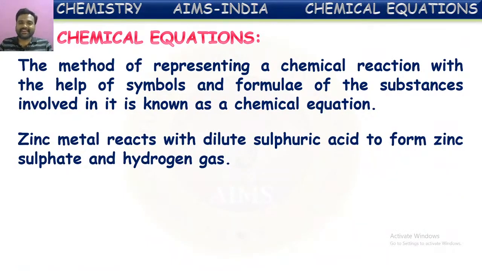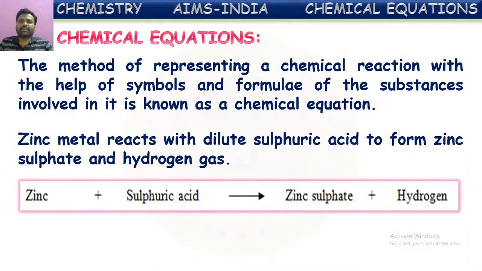Zinc metal reacts with dilute sulfuric acid to form zinc sulfate and hydrogen gas. So let us suppose this reaction. Zinc metal reacts with dilute sulfuric acid to form zinc sulfate and hydrogen gas. The same can be represented like this: zinc reacting with dilute sulfuric acid to form zinc sulfate and hydrogen gas. Here, instead of using formulae, we have written names directly.